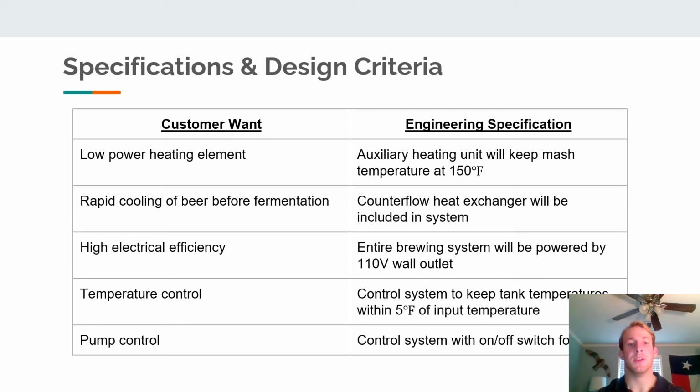They also asked that we design a control system to control the temperature and the pumps. When brewing beer, it is vital that the temperature stays relatively the same throughout the entire process depending on the beer you're brewing. We will design a control system to keep all tank temperatures within 5 degrees Fahrenheit of the input temperature. This system will also be able to act as an on and off switch for the pumps throughout the brewing process.